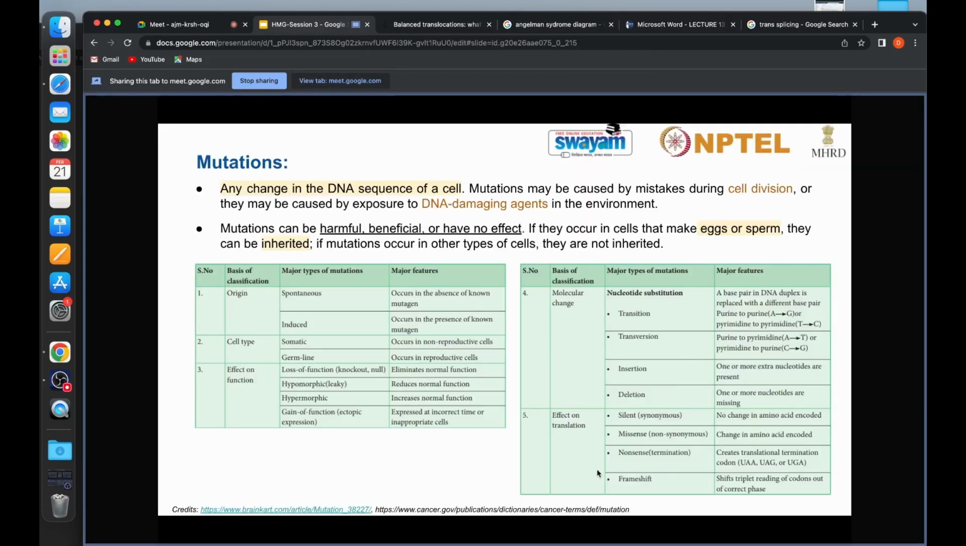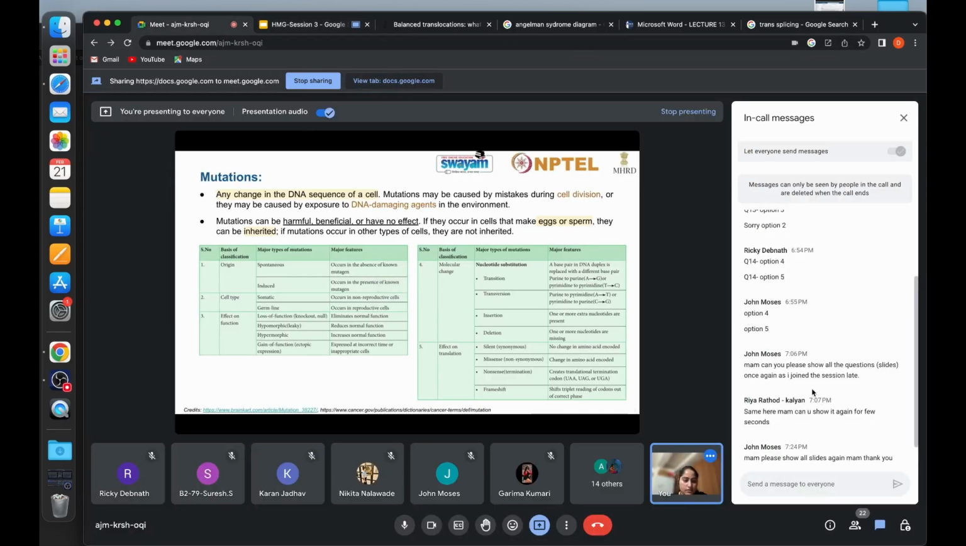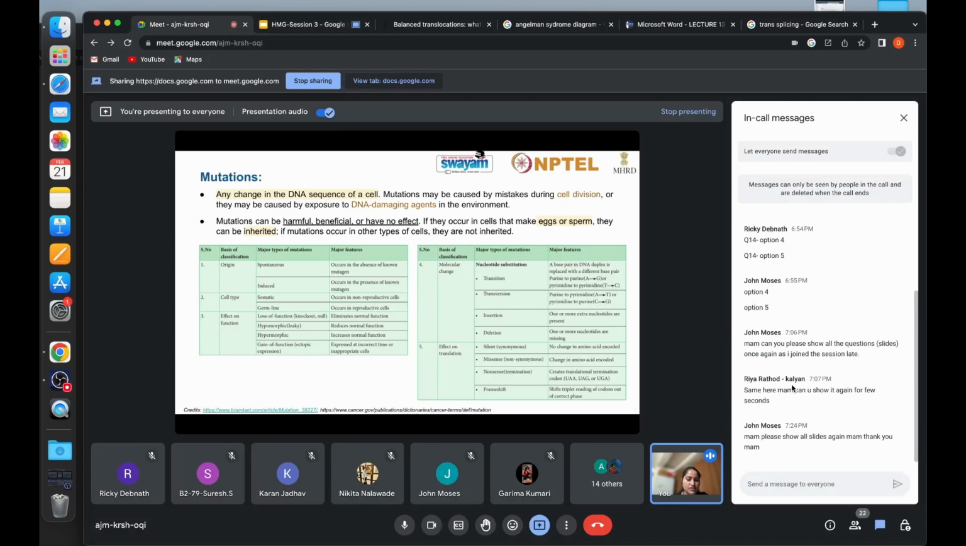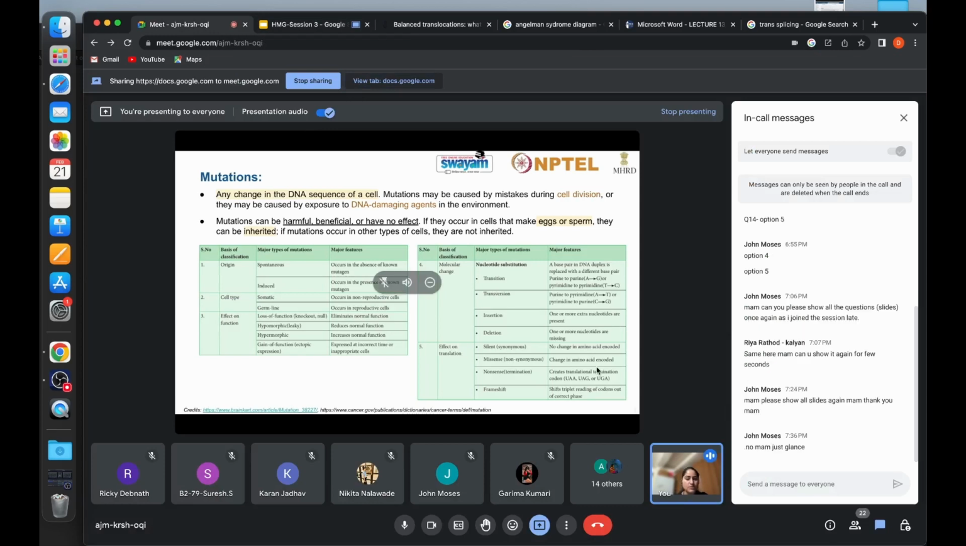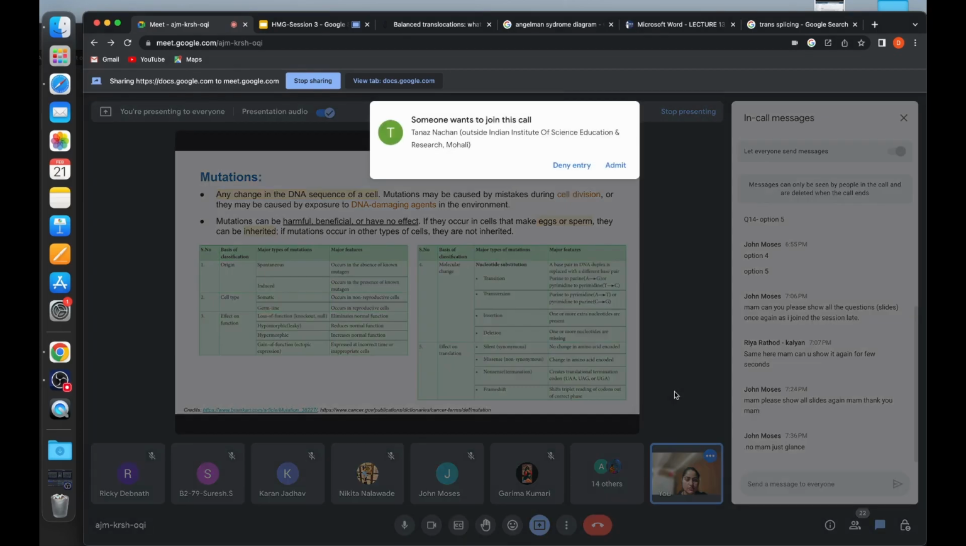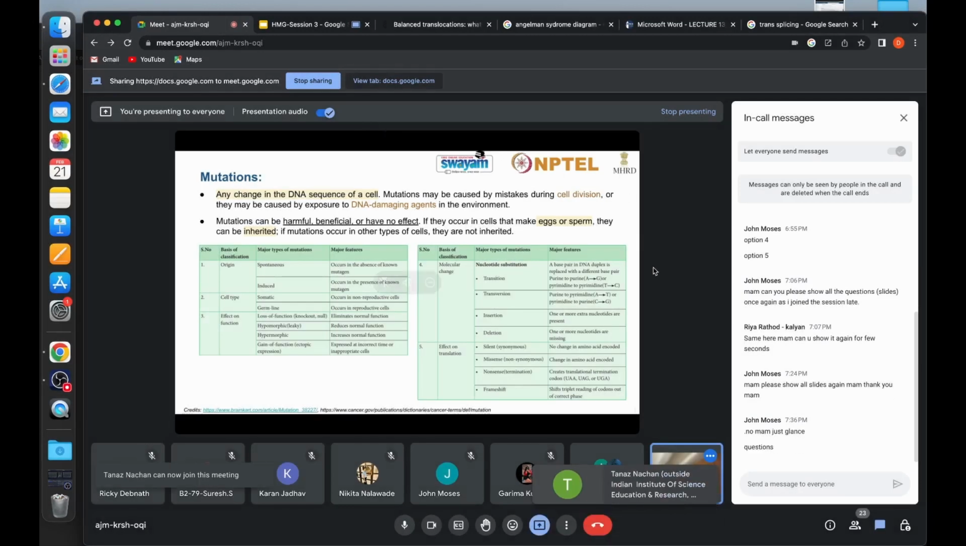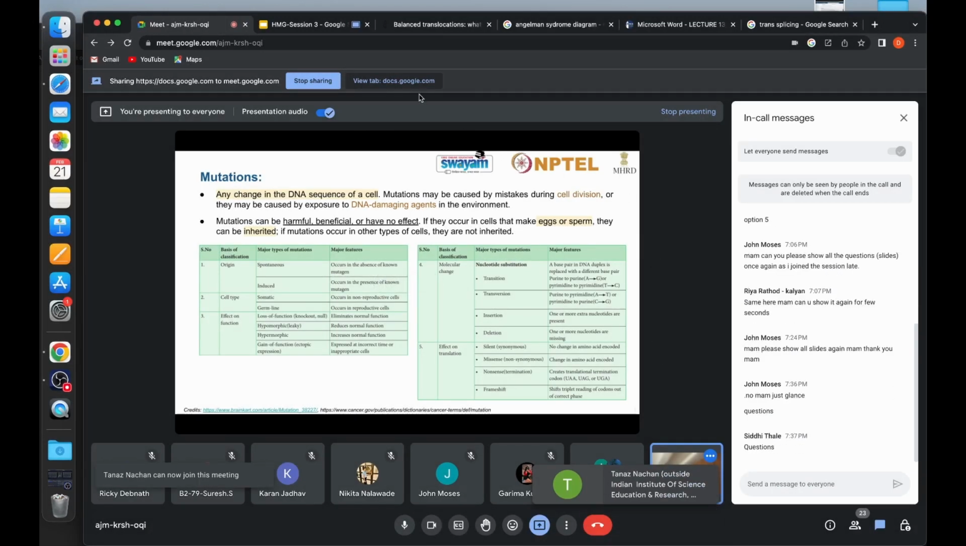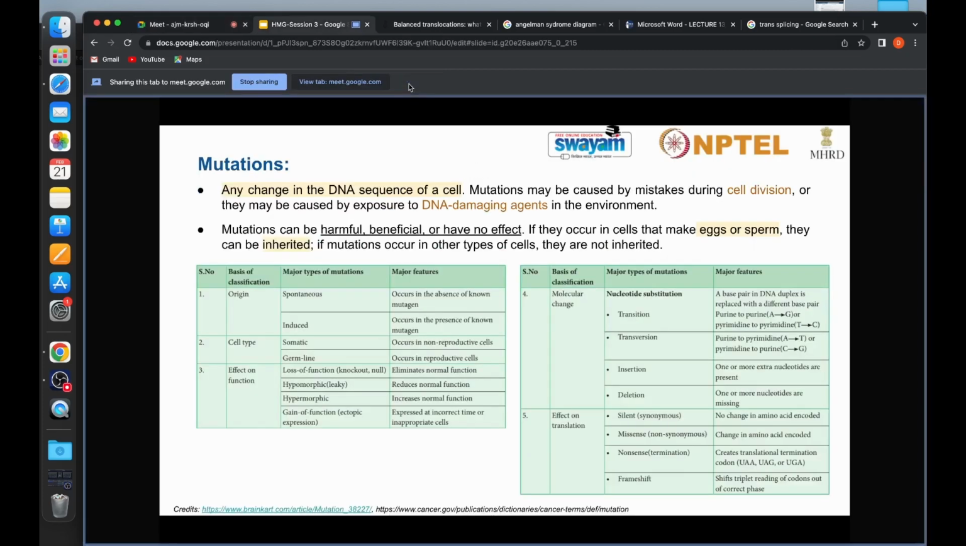Okay, so do you want me to again go through the mutations also, or you just want to look for the questions that were there? So the people who are writing in the chat can tell me, do you want me to explain them again or just the practice questions? What do you want to see? Okay, questions. Okay, then I'll move to the questions.